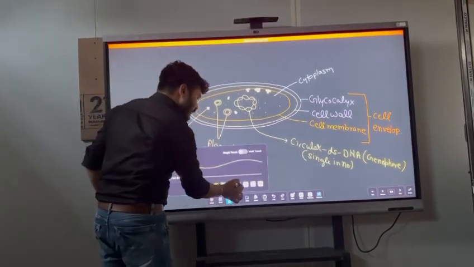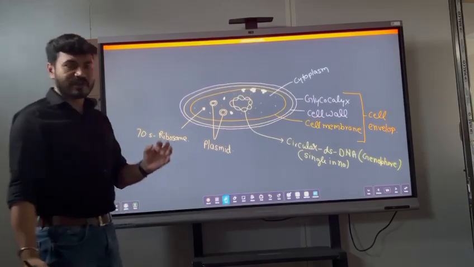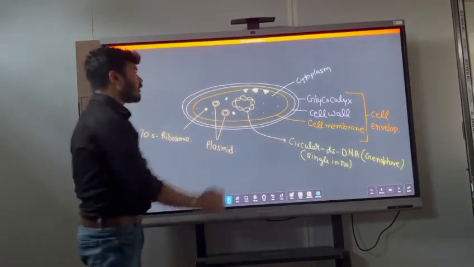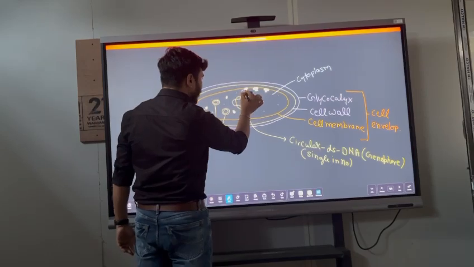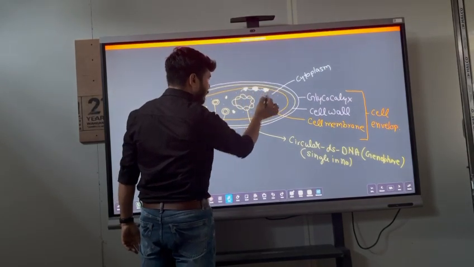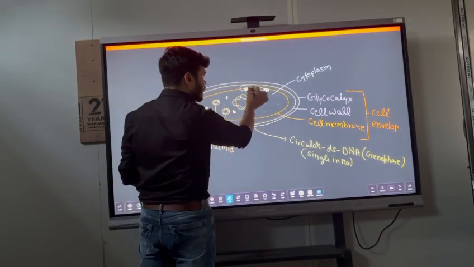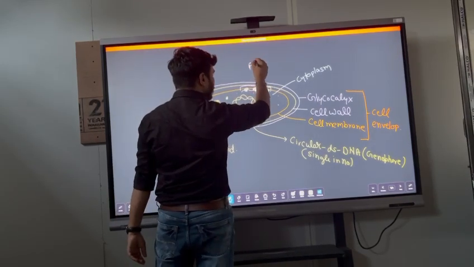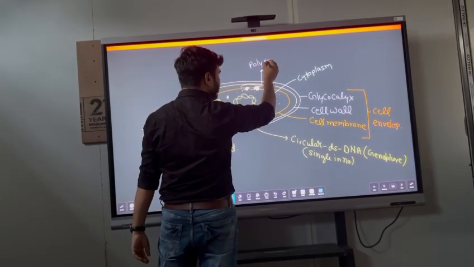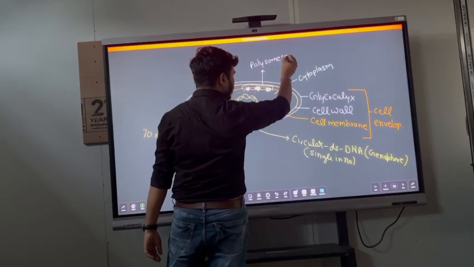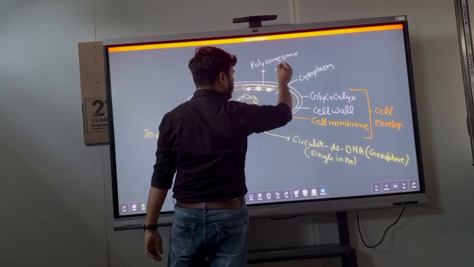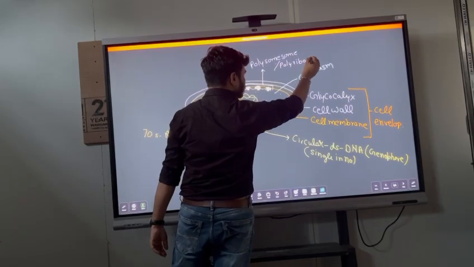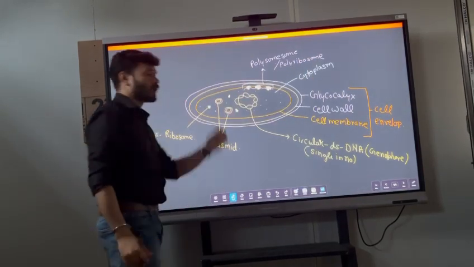When these ribosomes get polymerized with the help of mRNA, what I am marking here is the mRNA, the total structure is known as polysome or polyribosome.